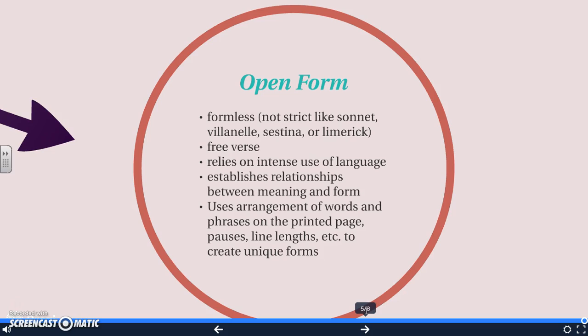Okay, you've probably seen poems before that are like in the shape of letters. So like if I were to write one in the shape of an M, because it's my name, my poem would look really drastically weird and reading it would be difficult, but it would be about me and show something about me. And that's an open form aspect. So it uses the arrangements of the words and the phrases on the printed page, and it shows pauses and line links, and it creates that uniqueness in the form. And we will look at some of these on Monday.